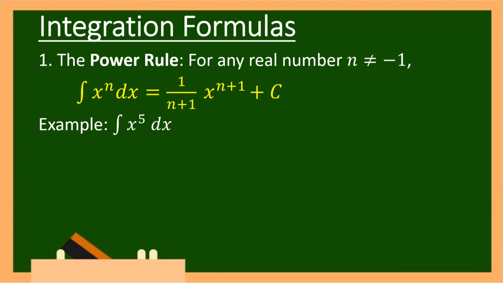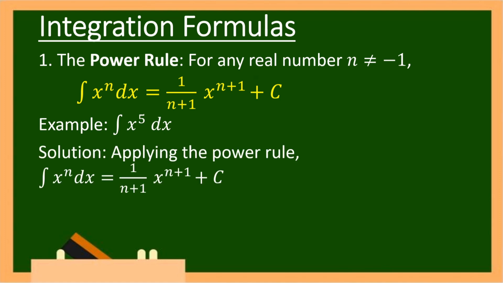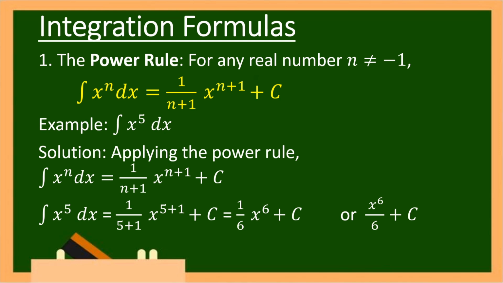For example, the integral of x raised to 5 dx. The value of n here is 5 because 5 is the exponent. So applying the power rule, the integral of x raised to 5 dx equals 1 over 5 plus 1, then x raised to 5 plus 1, plus c, which is equal to 1 over 6 x raised to 6 plus c, or x raised to 6 over 6 plus c.